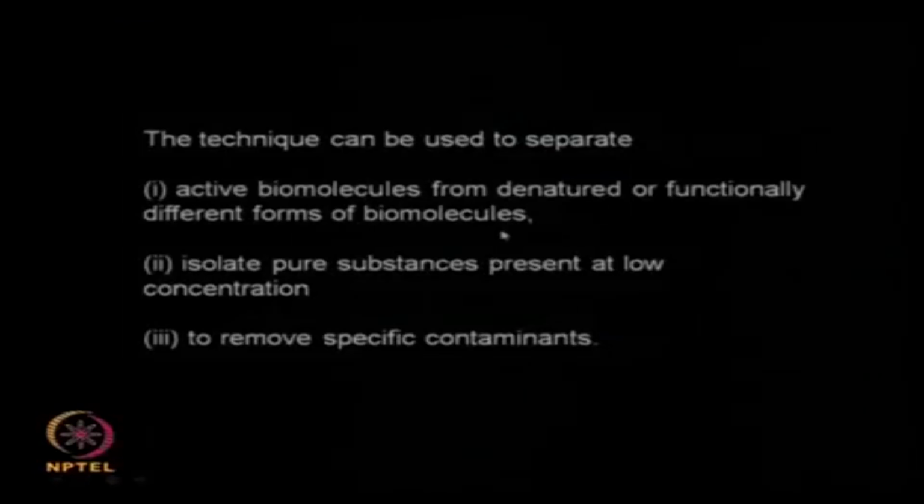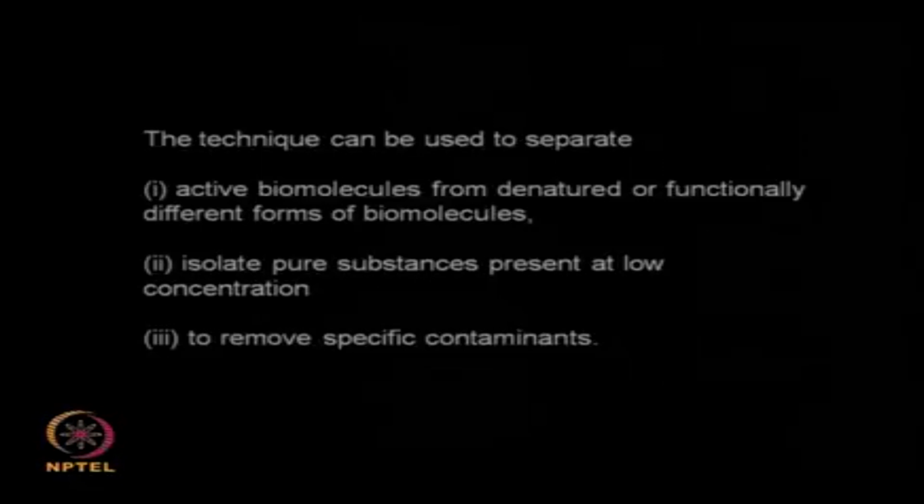So this affinity chromatography can be used for separating active biomolecules from denatured or functionally different forms of biomolecule. We can use it for isolating pure substances from low concentration. We can use it for removing specific contaminants. Okay. So you have toxic proteins, so if you have ligands which are very specific for the protein, then only those toxic proteins can be separated out. So affinity chromatography can be used for a wide range of purposes.